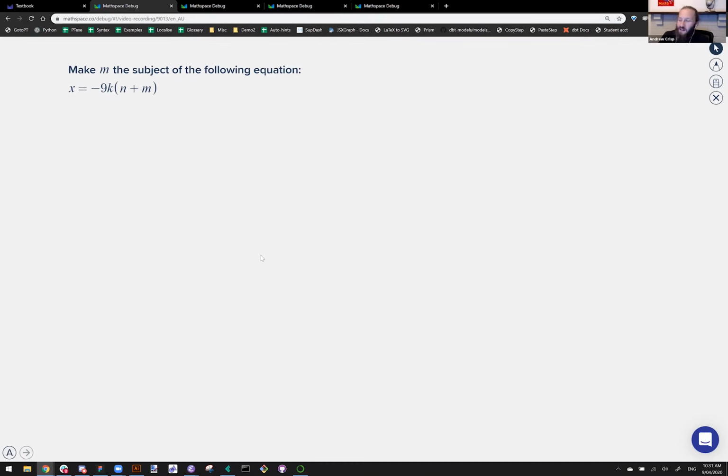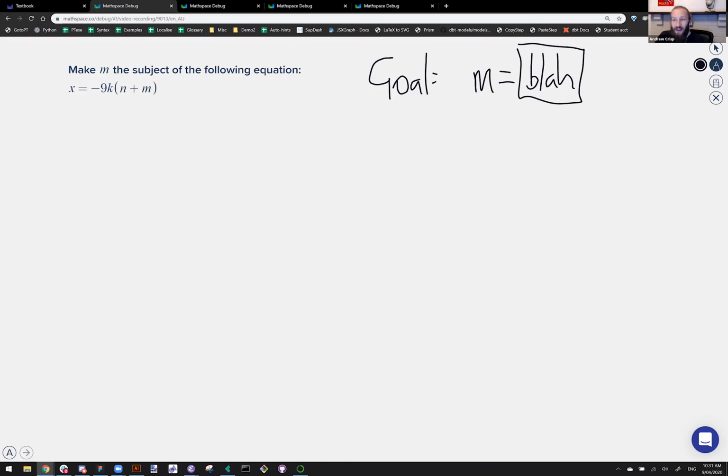Make M the subject. Okay, let's just make sure we know exactly what we mean. Our goal is we want M equals blah. We want M equals a bunch of stuff. Left-hand side M, right-hand side everything else. The reason we might want to do that is in the future, if we substitute values into this right-hand side, then we can just get M out straight away. That's really the reason we'd be changing the subject.